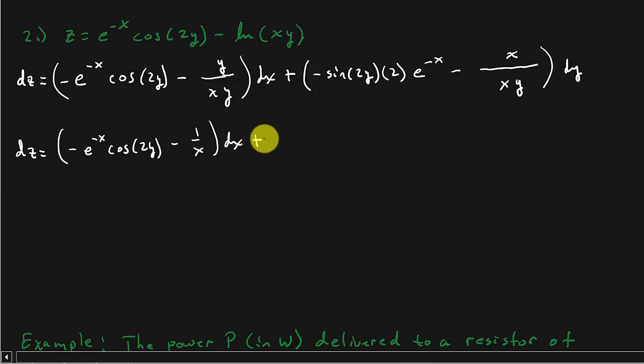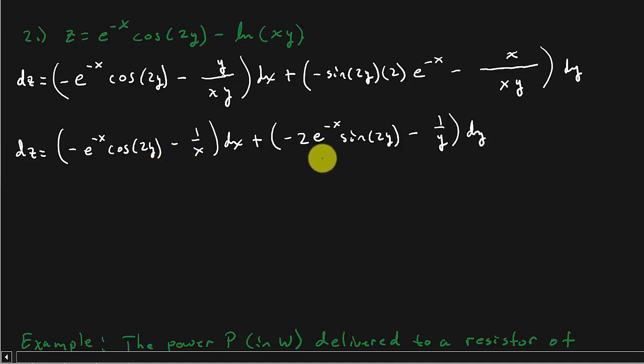And I guess we can just leave it as plus. So that's going to be negative 2e to the negative x sine 2y minus 1 over y times dy. And that is our answer there.